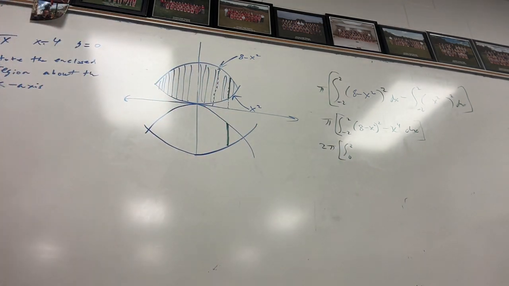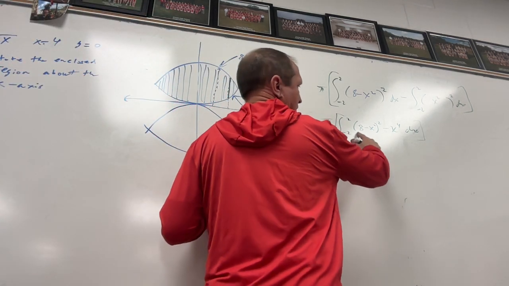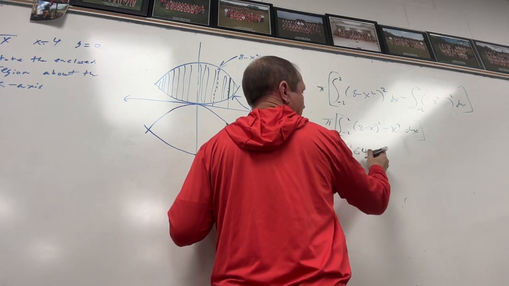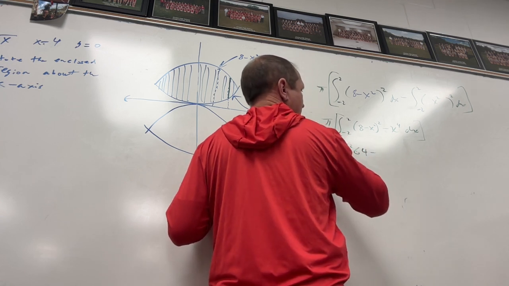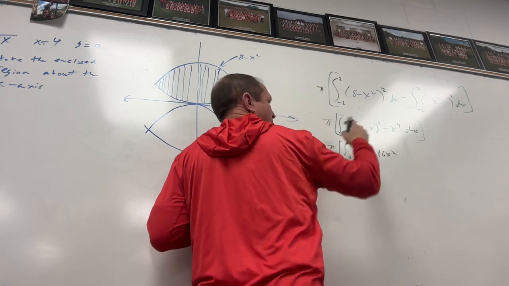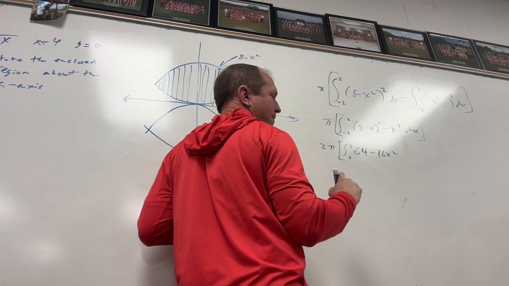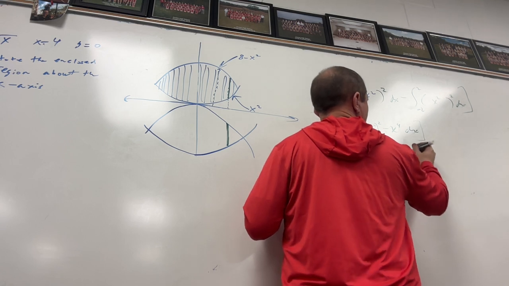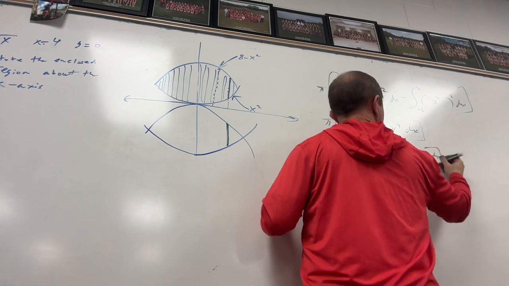Times, all right, now I get here, square this out, so this would be what? 64. Minus 16x squared? Remember, it's 2 times the first term times the second term. And then what's x squared squared? X to the 4th, so I have plus x to the 4th minus x to the 4th dx. Okay?